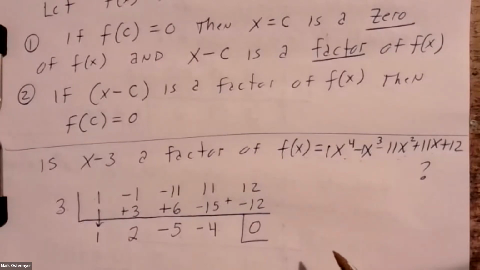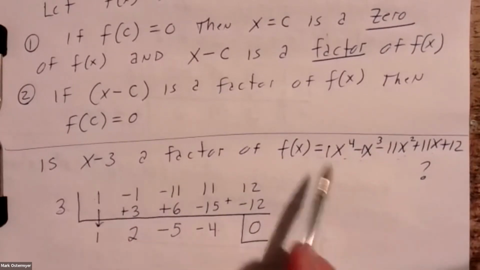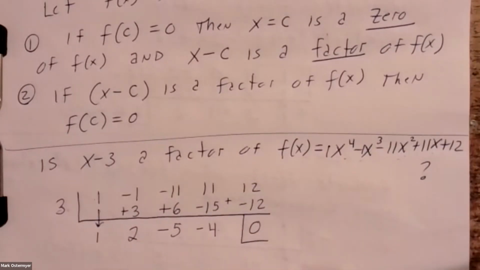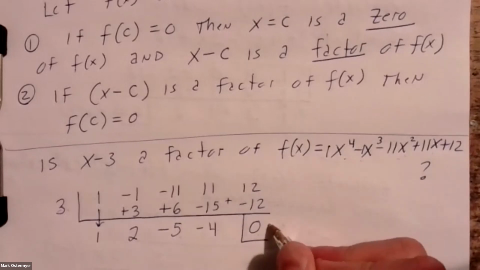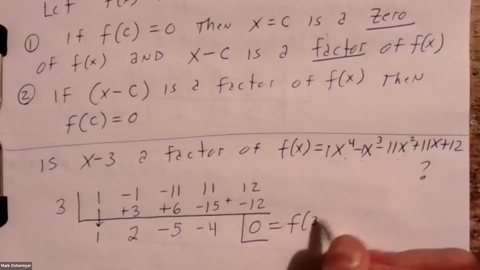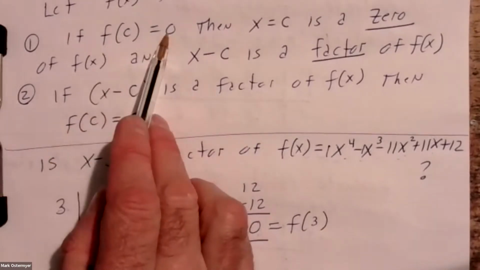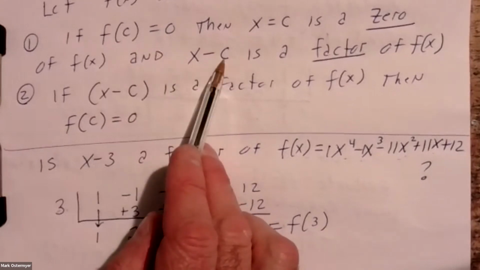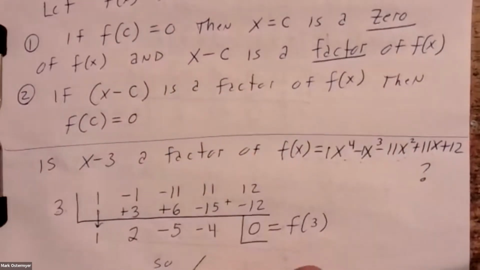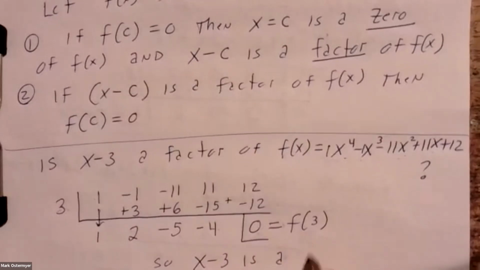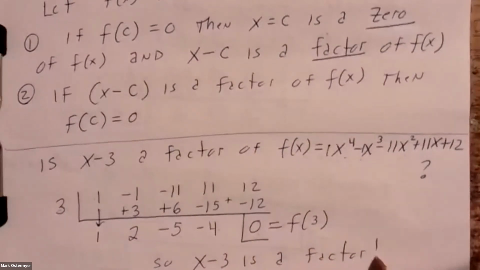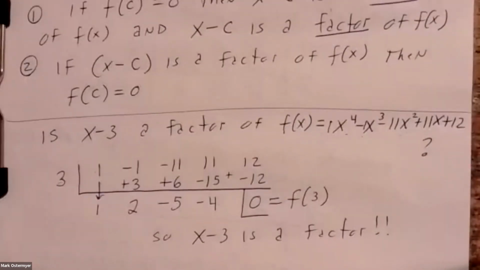So I have a question for you, ladies and gentlemen. Is x minus 3 a factor of this polynomial? Yes, it is, because f of 3 is equal to 0, equal to the remainder by the remainder theorem. So since f of 3 equals 0, by the factor theorem, I can conclude that x minus 3 is a factor of f of x. It is a factor. Pretty amazing, huh?